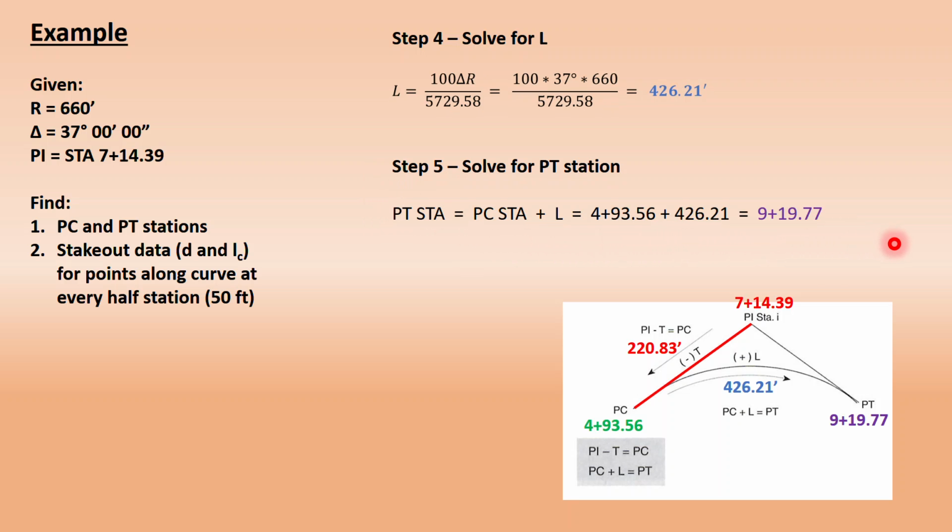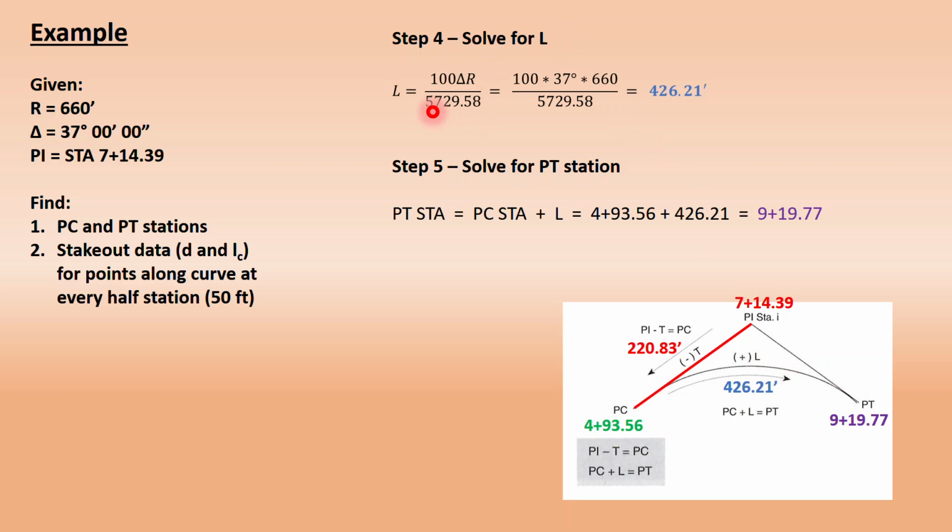Step 4 is then we're going forward. Now that we know our PC stationing, we're going to work forward along our curve and calculate the PT stationing. So step 4 means we have to solve for L, which is your total length, the arc length, the curved distance. And remember, L from last week is equal to, this is a constant based on the proportions of a circle when you take into consideration your degree of curvature, right?